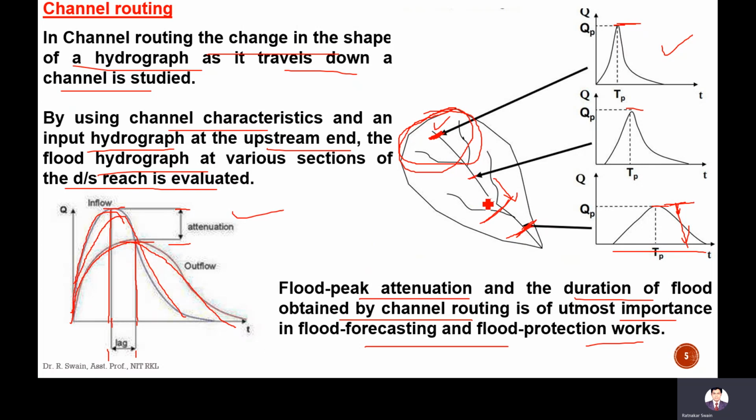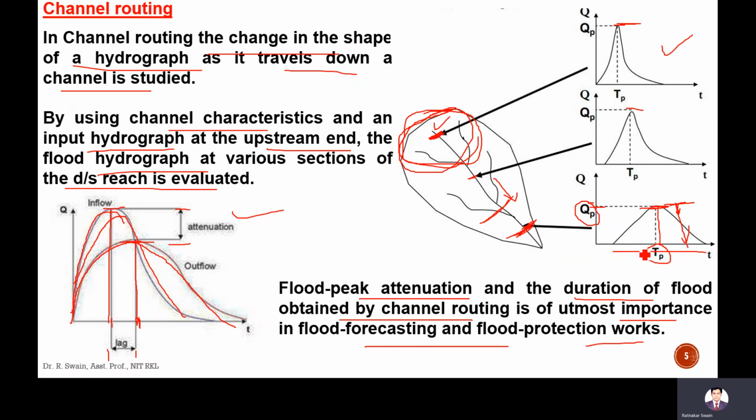And if there is a reservoir, how many gates we should release, for that we have to prepare. So for heavy rainfall occurring at the upstream region of a watershed, when it will come, that is the time of peak, and how much it will come, that is called peak discharge. Outflow peak discharge, this QP. So this QP and the time of peak, TP, are required.